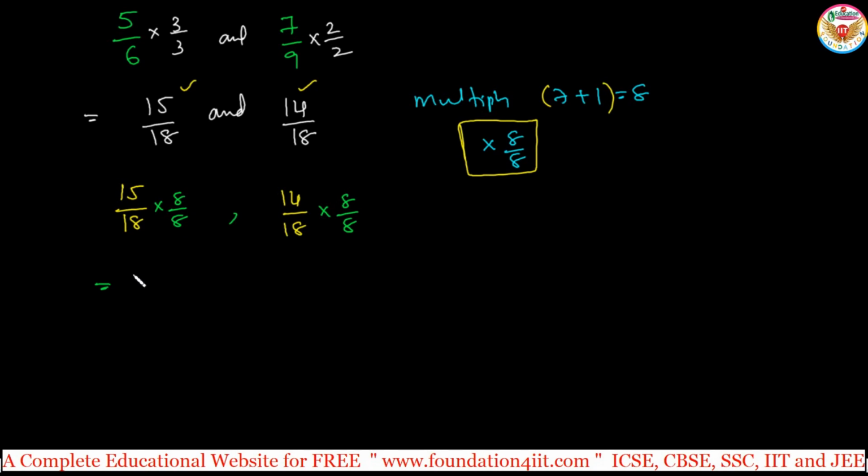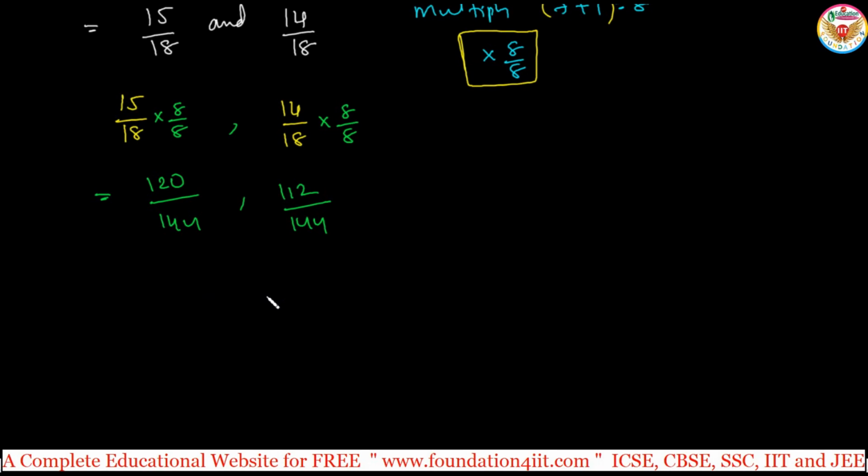Let's simplify this. 15 into 8 is 120, right? 120 divided by, 18 into 8 is 144, and 14 into 8 is 112. So 112 by 144. So between 112 and 120, 120 to 112, okay, lesser also we can take. So therefore, the required numbers.